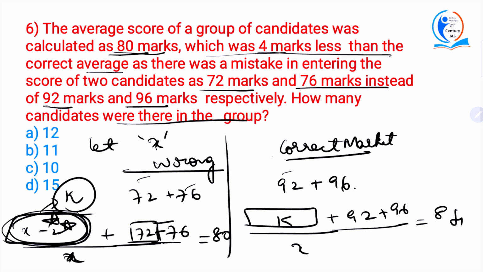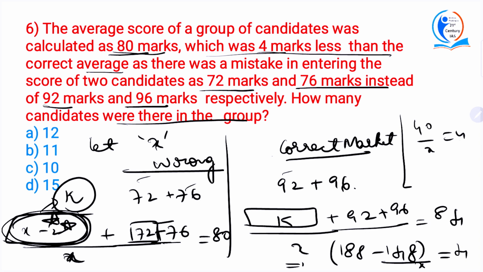Alright, now when you subtract these two, what will be left over? You will be left over with 92 plus 96 minus 72 plus 76. You are understanding my point? What is 92 plus 96? It is 188 minus 72 plus 76 is 148 by X is equal to 84 minus 80. That is 4. Now what will you get? You will get 40 by X is equal to 4. 4 ones are 4, 4 tens are 40. So X is equal to 10.